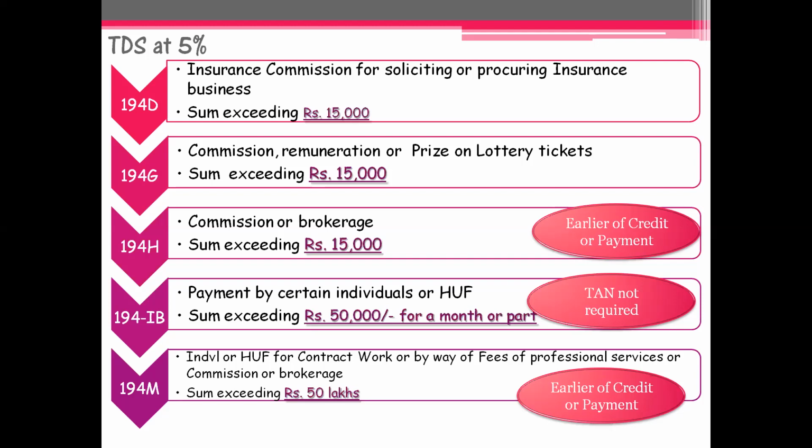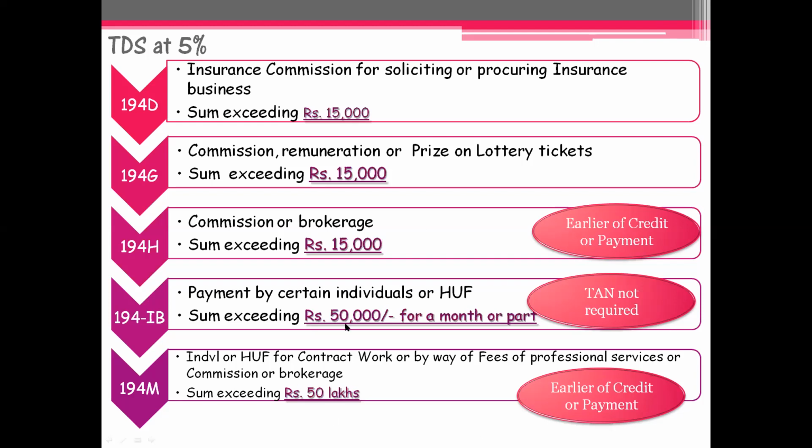There are 3 sections in TDS at 5% where, if the amount exceeds 15,000, we'll have to deduct taxes. So 194D, which is for insurance commission, G, which is for commission on lottery tickets, and H, which is for general commission or brokerage. So D, G, and H all talk about commission, but various types of commission. All have a limit of 15,000 and a tax rate of 5%.